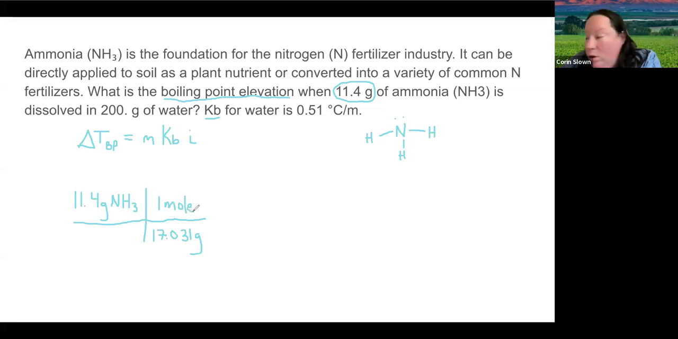Now, molality has moles in the numerator, but it also has kilograms of the solvent in the denominator. So in this case, we have 200 grams of water, and that's as given here. And we're going to convert that to kilograms. So there are 1,000 grams in 1 kilogram.